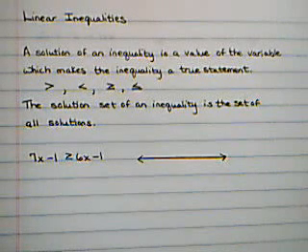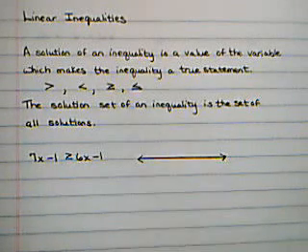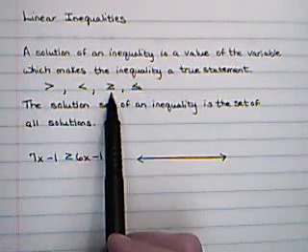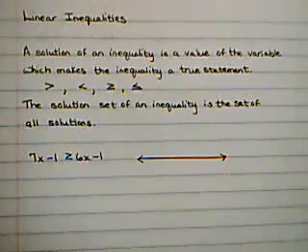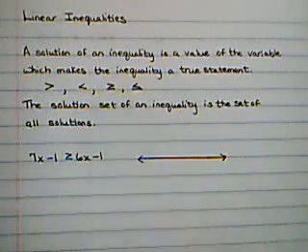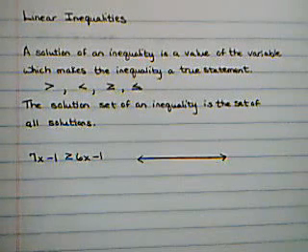This lesson refers to linear inequalities, and when dealing with inequalities we have the symbols greater than, less than, greater than or equal to, and less than or equal to. A solution is the value of the variable that makes it a true statement. The solution set of an inequality is the set of all solutions, meaning that there can be more than one solution.